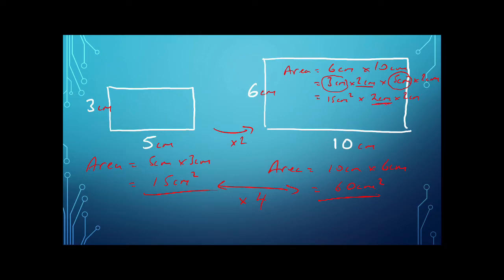Now, remembering that 2 was the multiplying factor for the length, and we do that again here. And so it's 15 square centimeters times 4, which gives us the 60 square centimeters. So in fact, the area has gone up by a factor of 4, and that factor of 4 comes from the multiplying factor for the length squared.